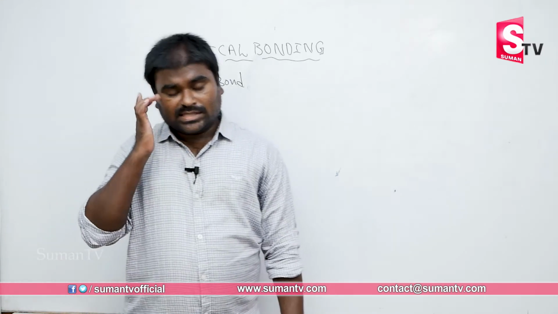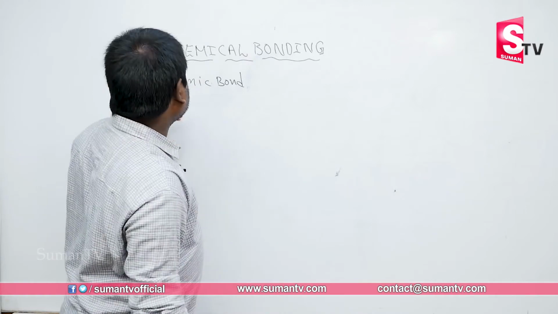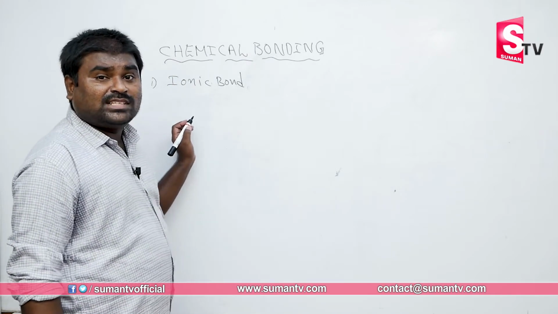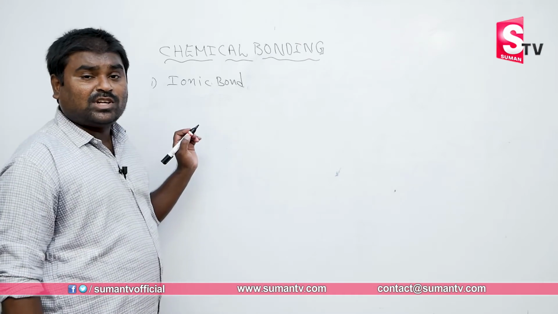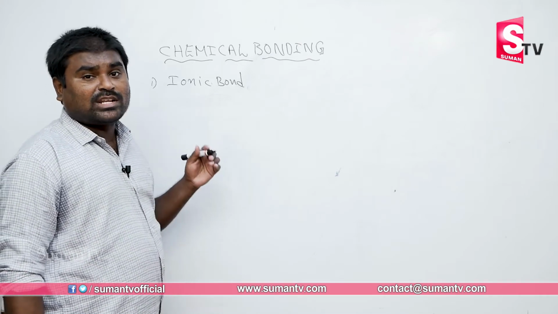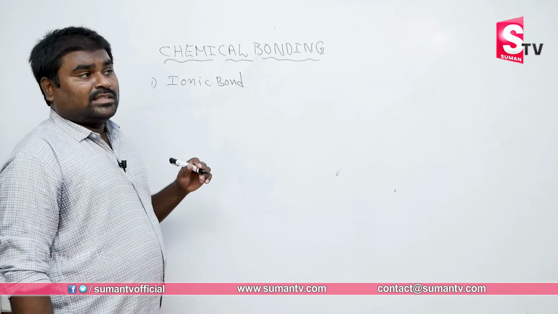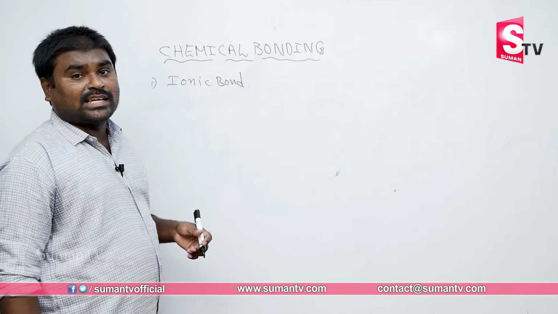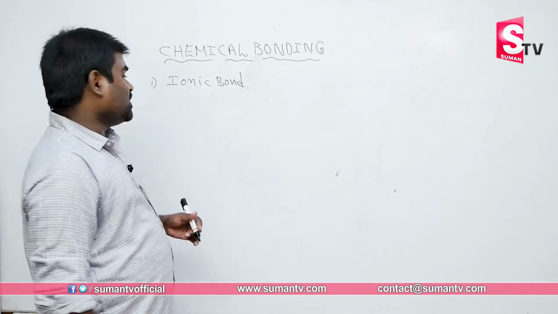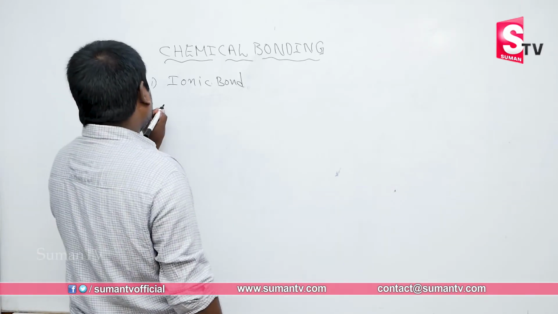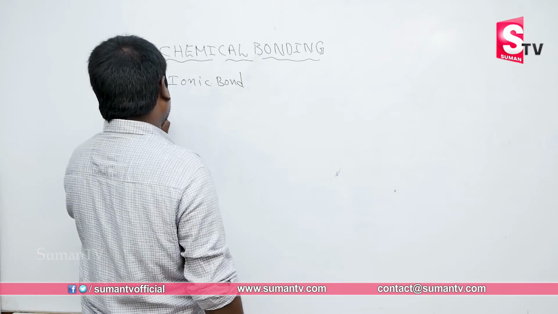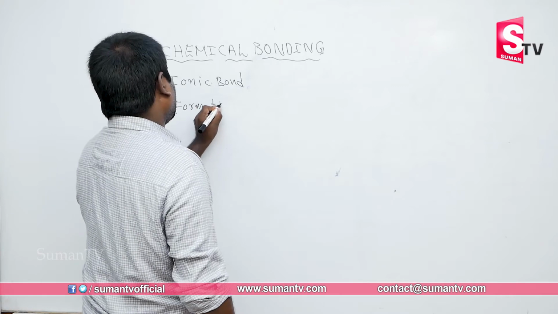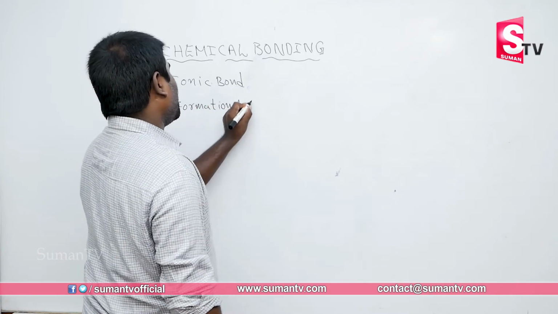What is the definition? The changing of ions is called an ionic bond. Ion means what, children? A cation and an anion together. The transferring of cation and anion is called an ionic bond. First one, children, formation of ionic bond.